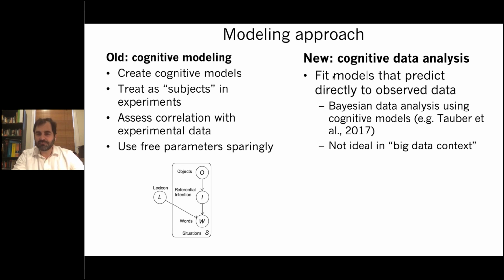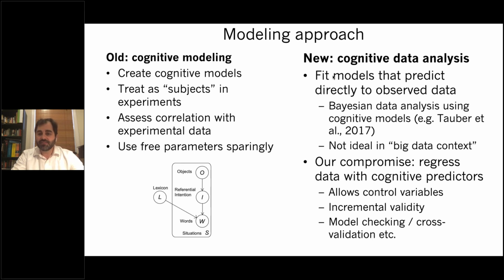Fitting these models in even medium-sized data contexts is not optimal, though, in part because of the large number of parameters that need to be fit when you have thousands or tens of thousands of participants, thousands of words. So accounting for variability across these in a complex Bayesian data analysis model is at or beyond the state of the art in terms of fitting methods.